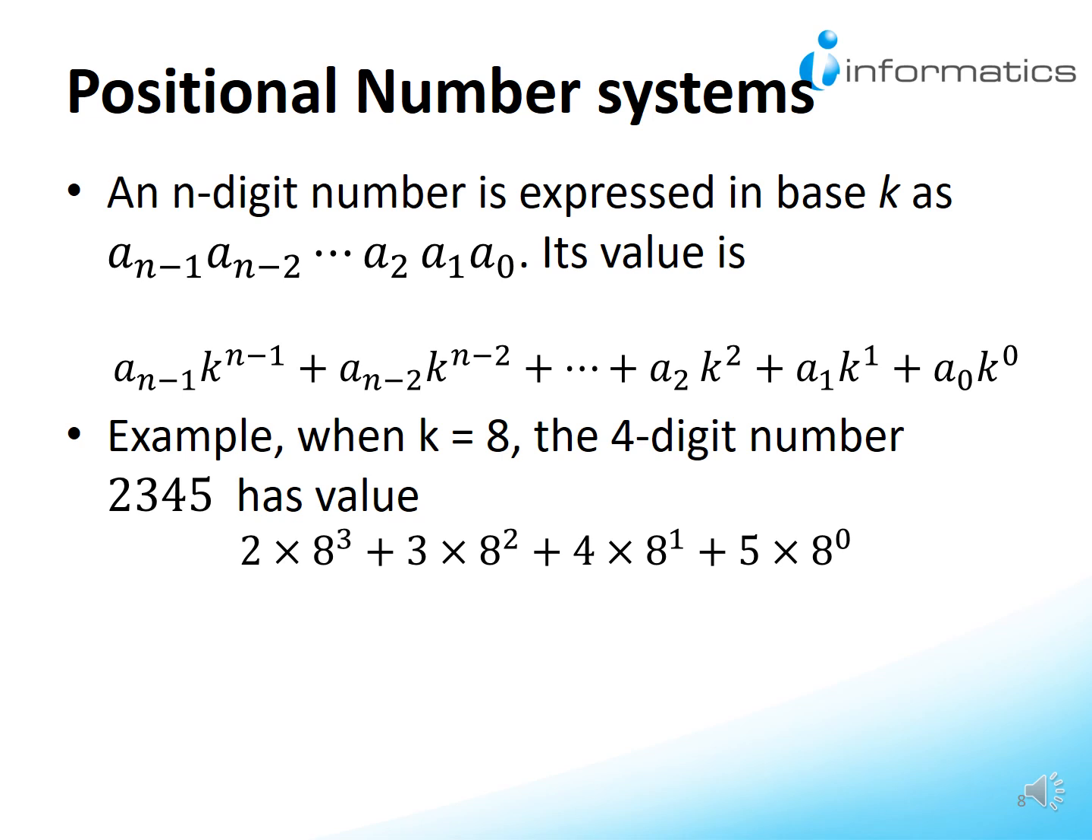For example, if k is 8, that means it's an octal system. Then we have the number 2, 3, 4, 5. The 2 is in the position where the value is 8 to the power 3. So 2 times 8 to the power 3. The 3 is in the position with value 8 to the power 2. So this 3 represents 3 times 8 to the power 2, and so on and so forth.